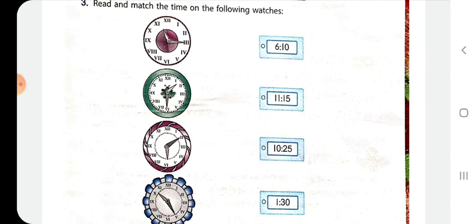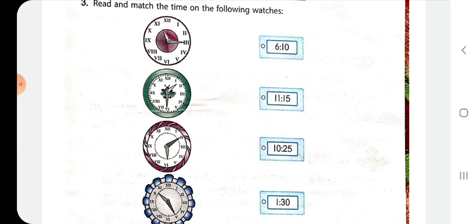Next, the hour hand is near about 1 and the minute hand is on 6, that is 30. So the time is 1:30. So the second watch, the time is 1:30.